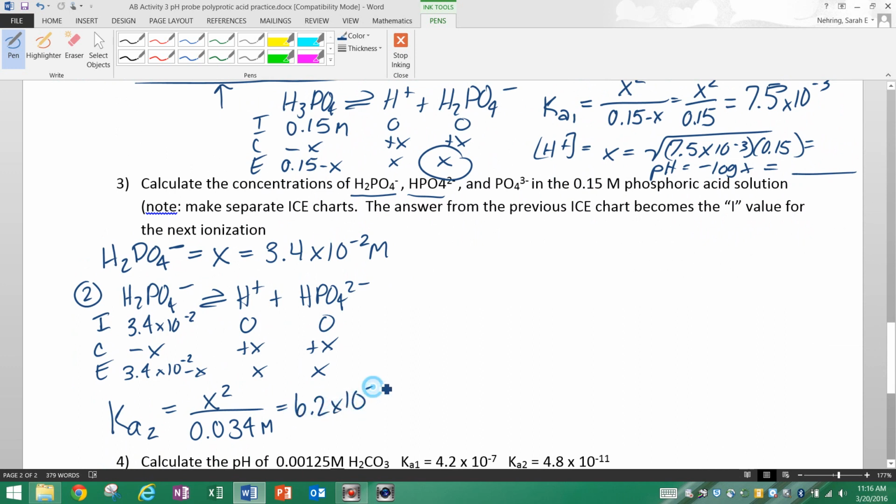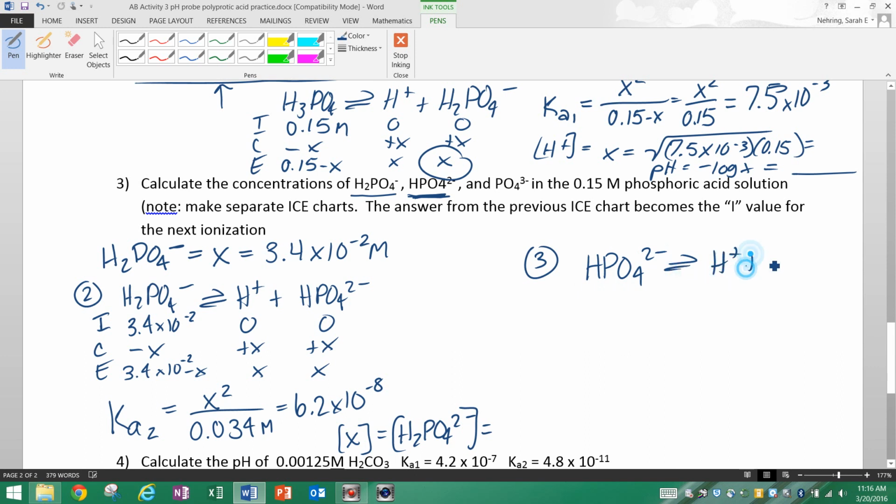6.2 times 10 to the negative 8th. So if we go through here and we solve for x, it will give us the value of HPO4 2 minus. All right, so that will give us this second value right here. And then we would go on and use that number and plug it into the third equilibrium. So HPO4 2 minus is going to make H plus and PO4 3 minus. So you take this number right here, which you calculated, and that would become your initial value in this third ice chart.